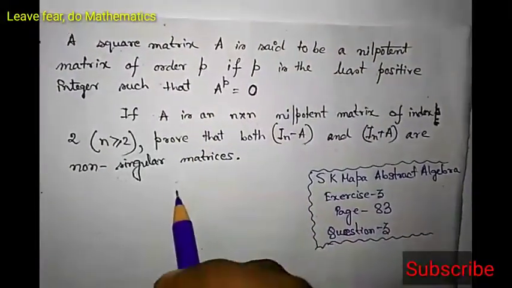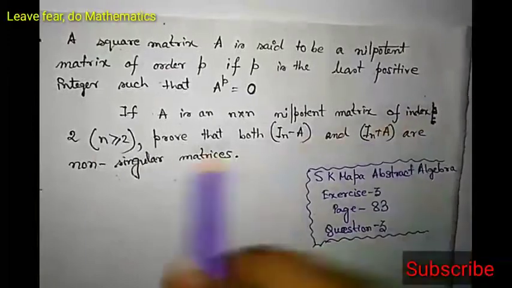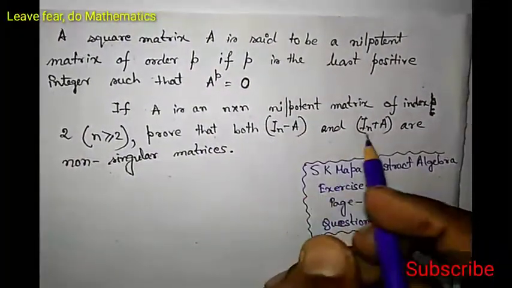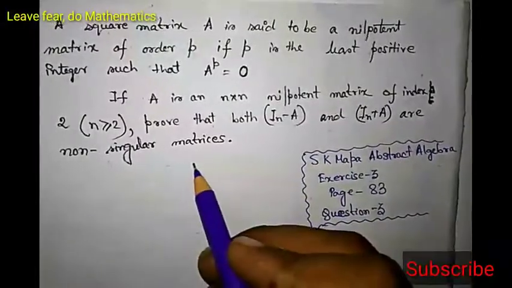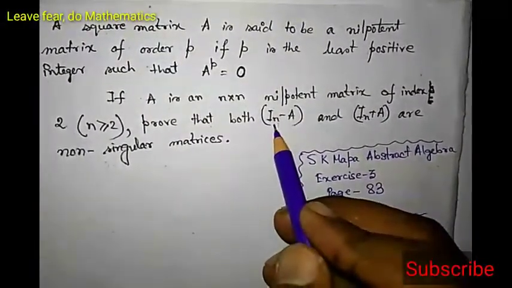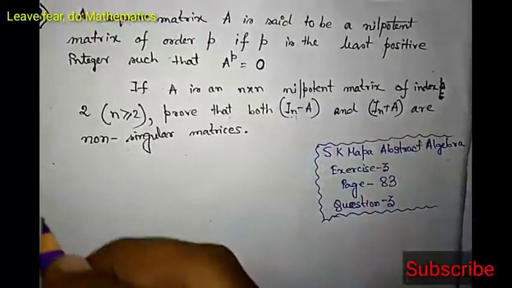Now the problem says if A is an n by n nilpotent matrix of index 2, prove that both In minus A and In plus A are non-singular matrices. Here In denotes the identity matrix of order n by n. So we have to show that In minus A and In plus A are both non-singular matrices.